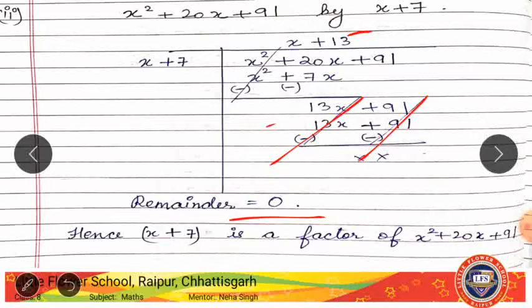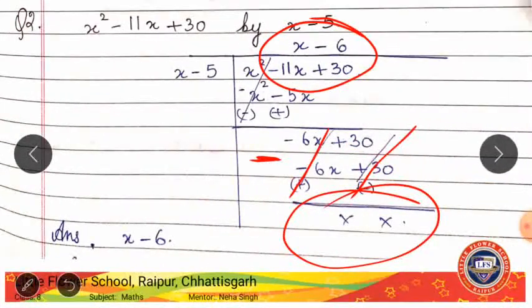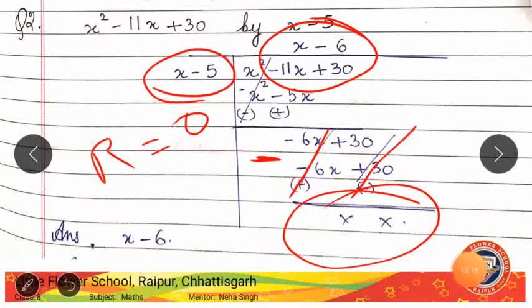So hence x plus 7 is a factor of the dividend given, right? If you are getting the remainder as 0, what will we conclude? That since the remainder is 0, x plus 7 is a factor of the dividend. Here also you have to write this step. Remainder is 0, which means x minus 5 is a factor of x square minus 11x plus 30. This conclusion I have not written here. You are going to write it as I have written in the second part.